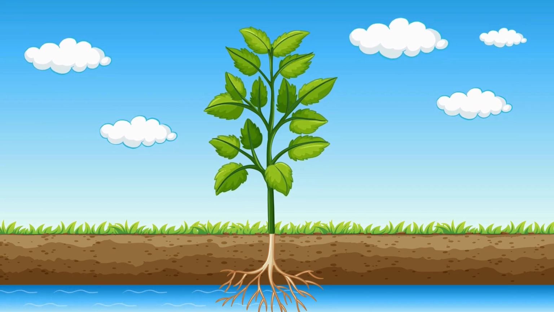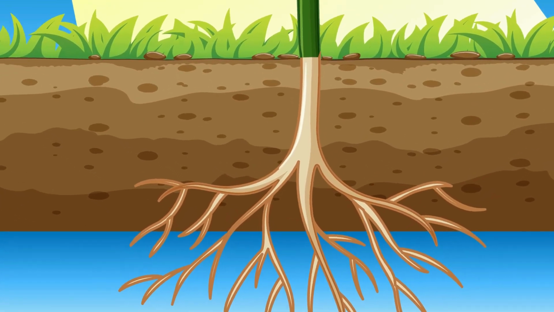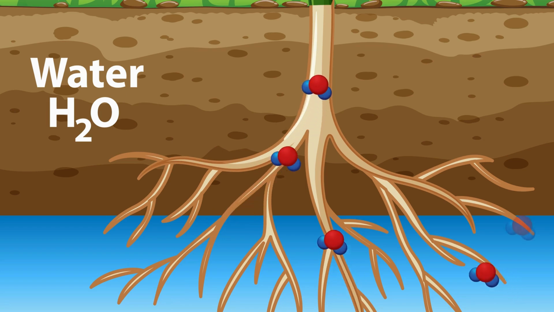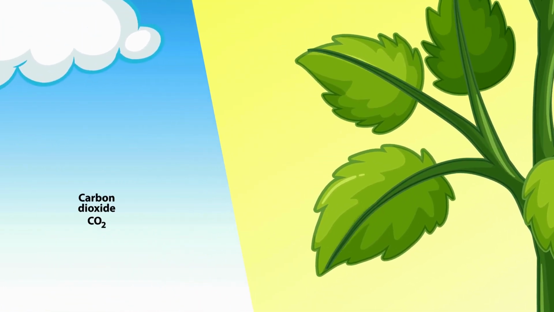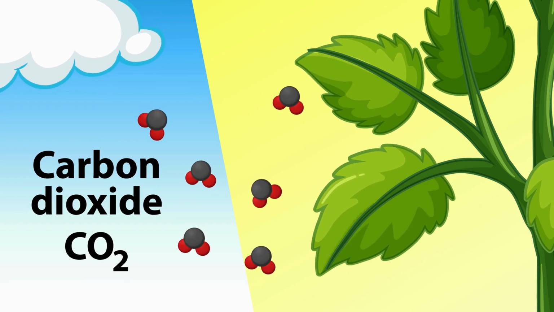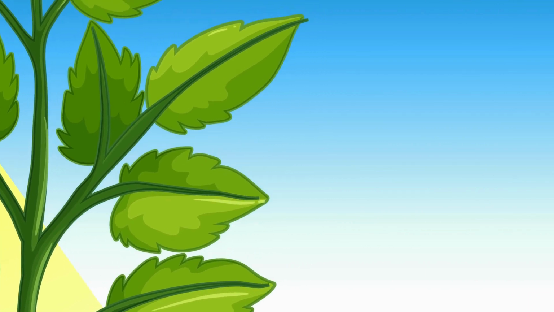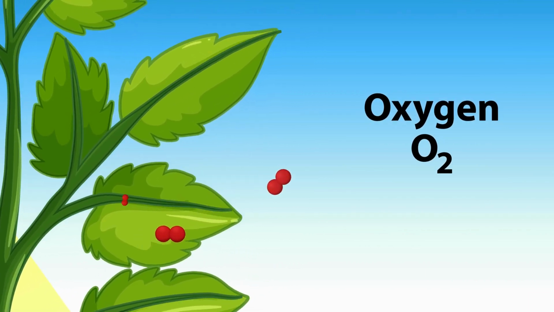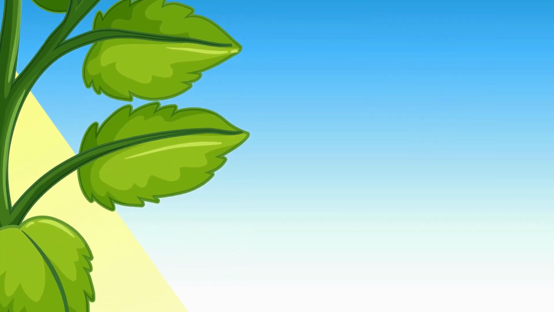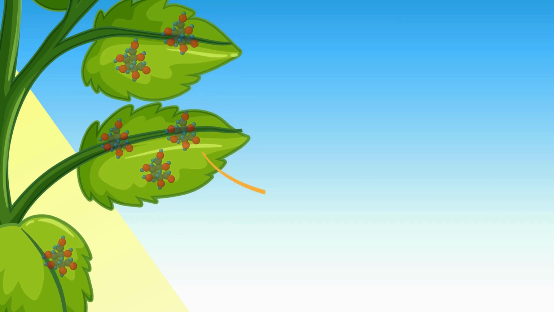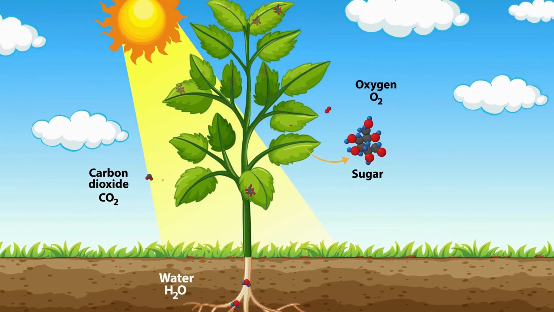This is the illustration of the photosynthesis process. Plants use sunlight as their energy source. They absorb water through their roots and transport it to the leaves. At the same time, they take in carbon dioxide from the air through tiny openings in their leaves called stomata. By using sunlight, plants convert water and carbon dioxide into oxygen, which is released into the air, and also glucose, which they use as food.